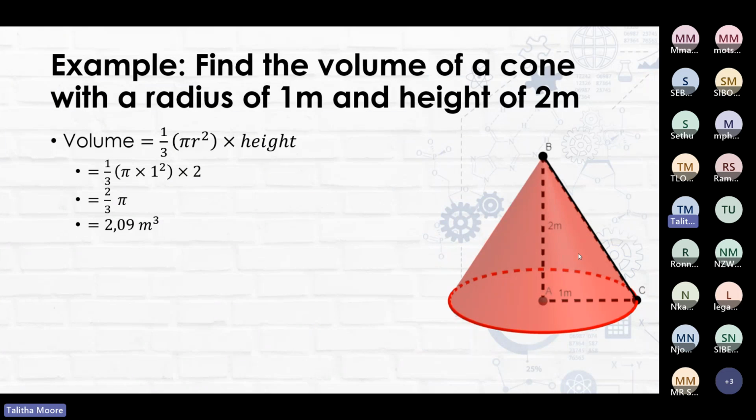So here's our example. Find the volume of a cone with a radius of 1 meter and a height of 2 meters. Volume is 1/3 times pi r squared times height. So we have 1/3 times pi times our radius of 1 meter squared times 2 for our height. That gives us 2/3 pi, and if we multiply that out, it gives us 2,09 meters cubed.